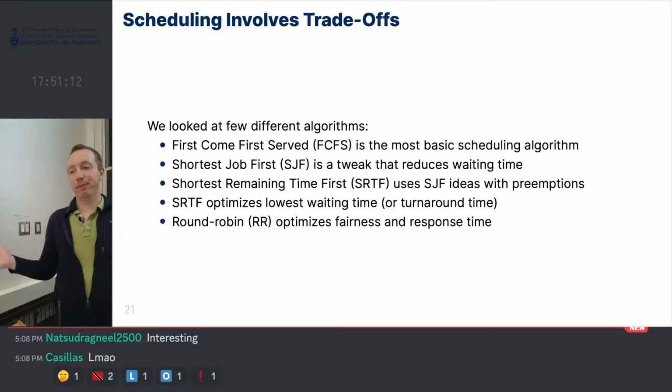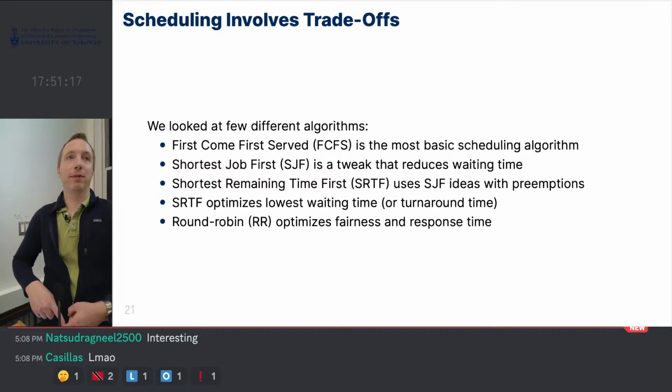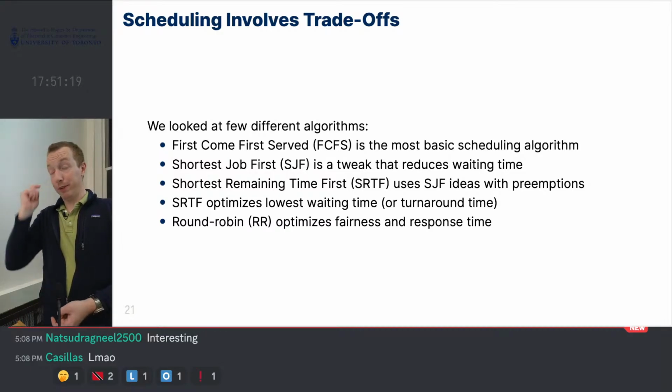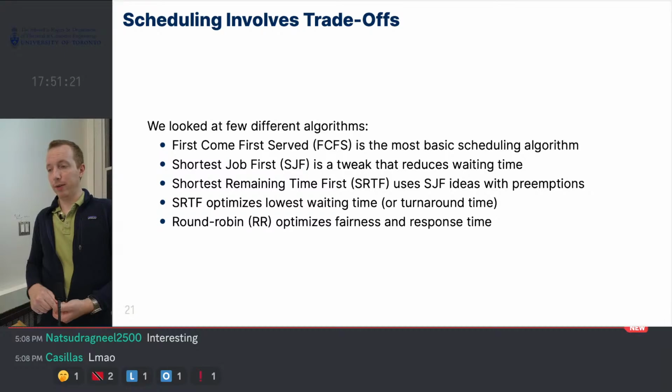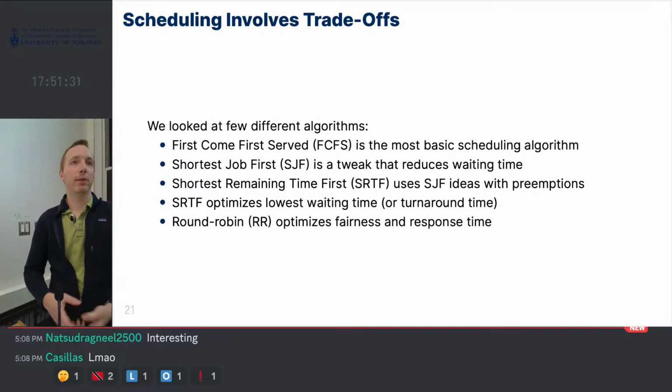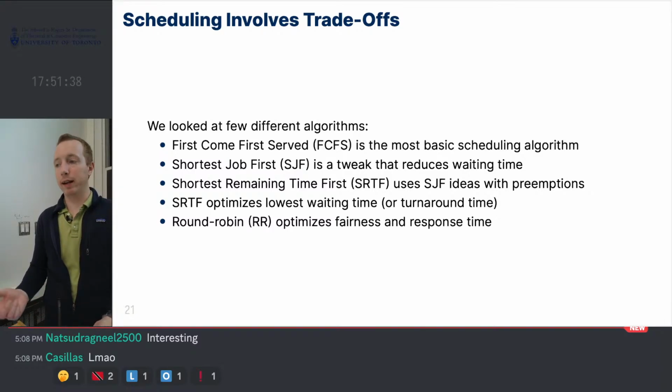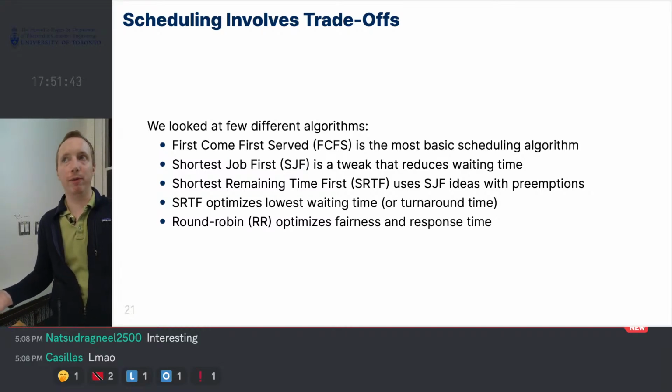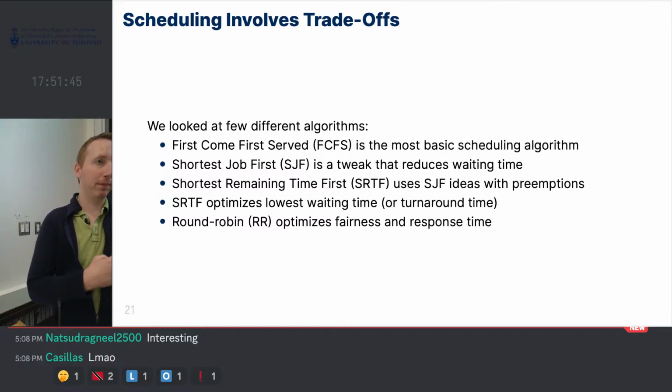So that's it. Scheduling just involves a bunch of trade-offs. We saw some different algorithms, if you could even call them that. First come, first serve, which is a valid scheduling algorithm if you just have to make a decision. Then we saw shortest job first, if we want to have no preemptions and minimize waiting time. Then we added preemptions, tweaked it a bit, got shortest remaining time first, which minimized waiting time. Then we saw round robin, which is more fair.